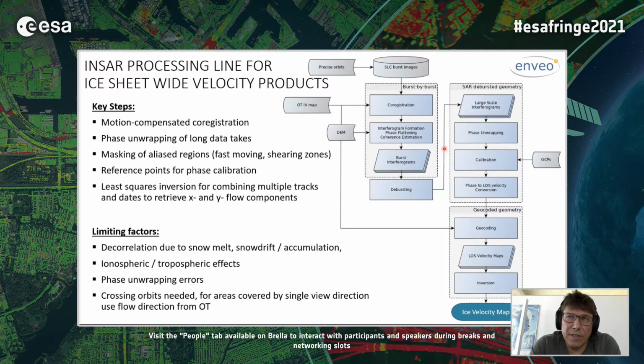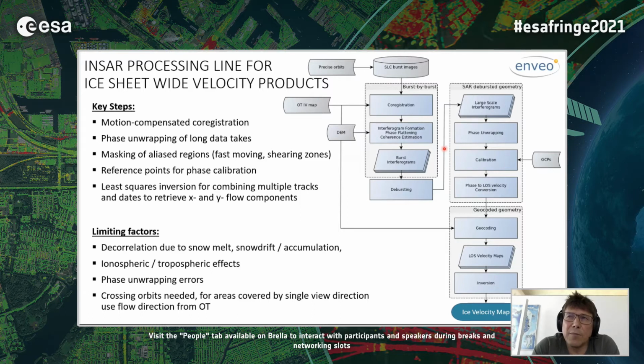Another point is phase unwrapping of long data takes, which can be several slices, so 1,500 kilometers or even longer, across the complete ice sheet. Then we are masking out aliased regions.